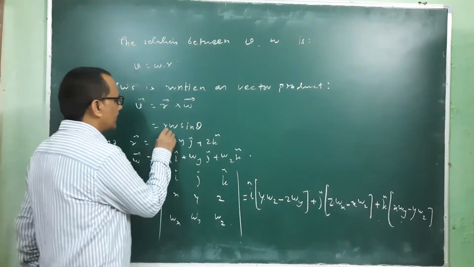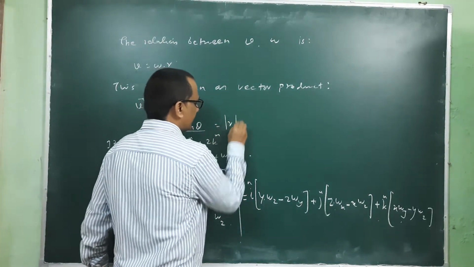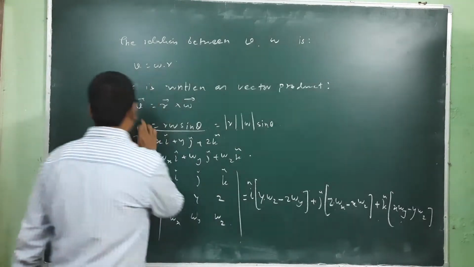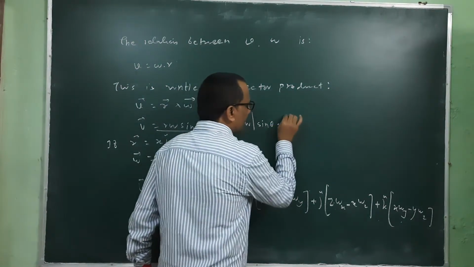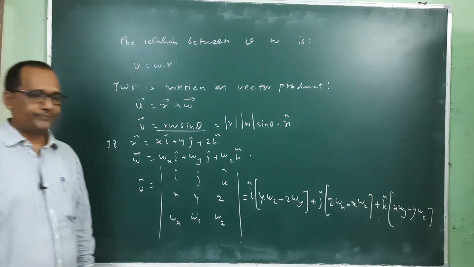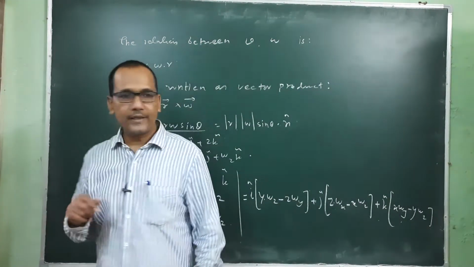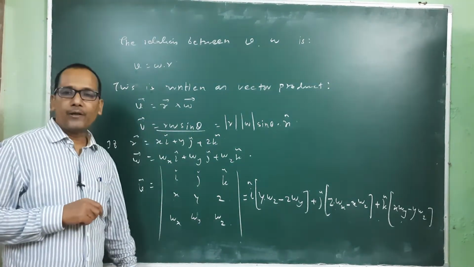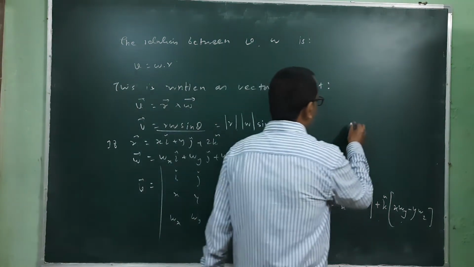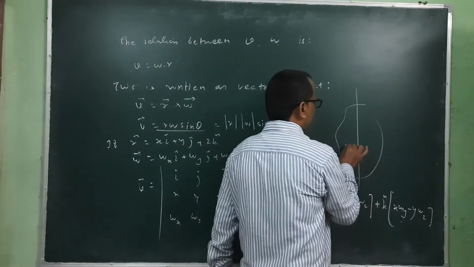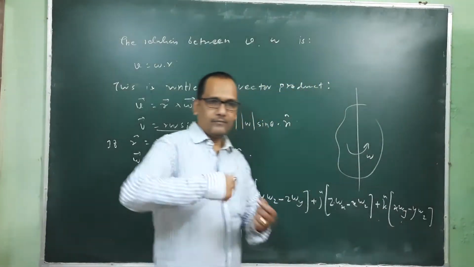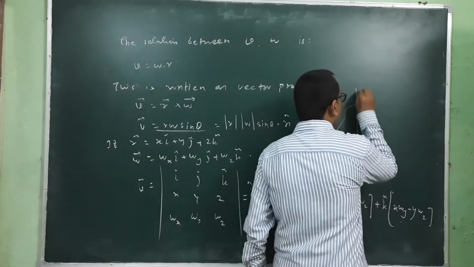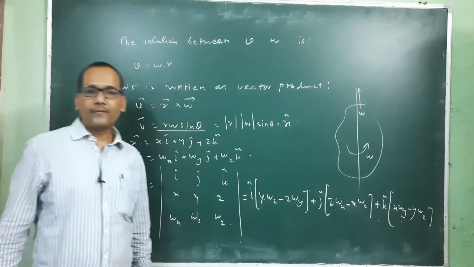And if just the magnitude is given, then this is written as mod r, mod omega and sine theta. And again, this v is a vector quantity, so we need the unit vector to show the direction. These three vectors are mutually perpendicular vectors. If we want to show the direction of omega, and the body is moving in this direction, then the direction of omega is along the axis in the upward direction.